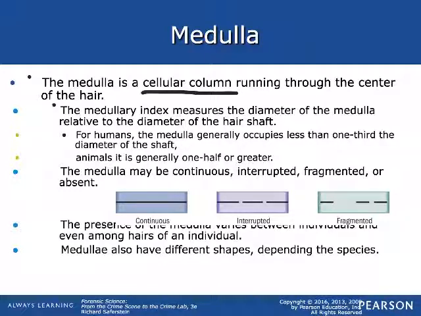In humans, the medulla usually is less than 1/3 the diameter of the shaft. In animals, it's bigger, usually 1/2 or greater. So animals have a bigger medulla than humans do, typically. Now the medulla could be continuous, so it goes all the way from the bulb all the way up, or it could be interrupted, so the line has spaces in between it, or it could be fragmented. Fragmented means it's broken up, it's not in a regular pattern, or maybe they don't have a medulla.